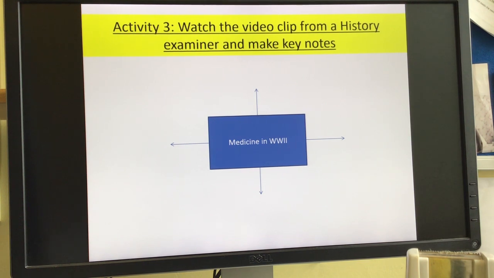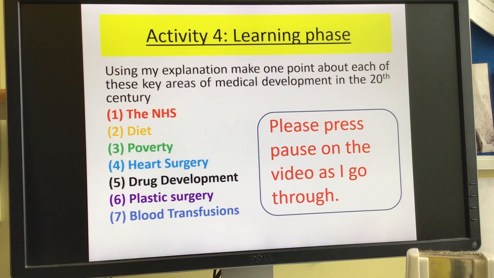What I'm going to talk to you about now are seven key areas of medical developments in the 20th century. I'm just going to explain what impact World War One, not World War Two, but World War One had on some of these key areas. In fact, I'm going to bring some of World War Two in, because some of these factors were not actually developed in World War One, but some were. Before we start with blood transfusions, let's just start down here. In a weird way, but I want to talk about this first.